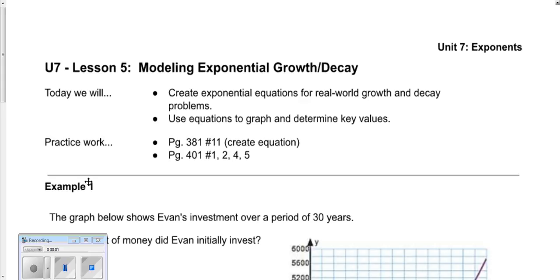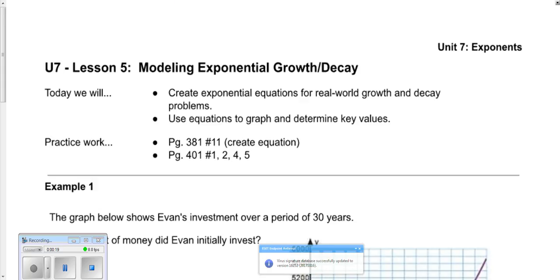So today we're going to take a look at how to actually model exponential relations for particular types called growth and decay models. So growth is just an exponential relationship that is expanding, that's growing, and decay is an exponential relationship that is decreasing or decaying, going down.